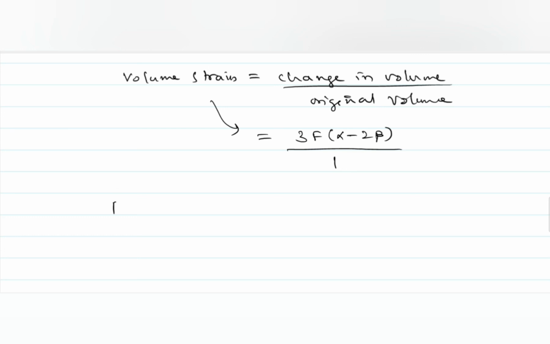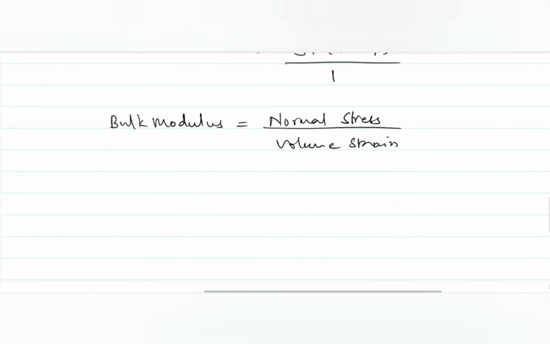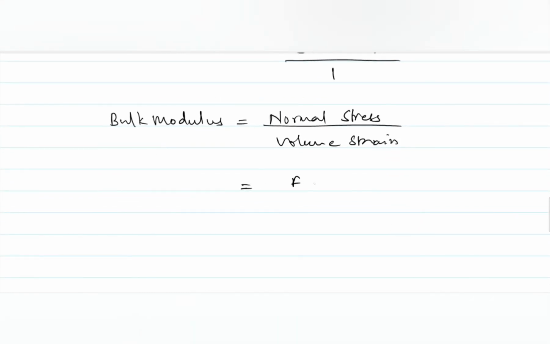So now we will find the bulk modulus by using the deformation. Bulk modulus equals, what is that? It is the normal stress divided by volume strain. So what is the normal stress here? That is force per unit area. So the area becomes 1.